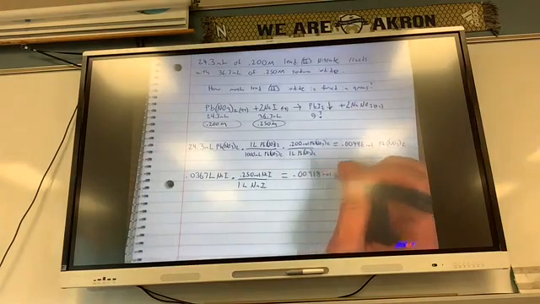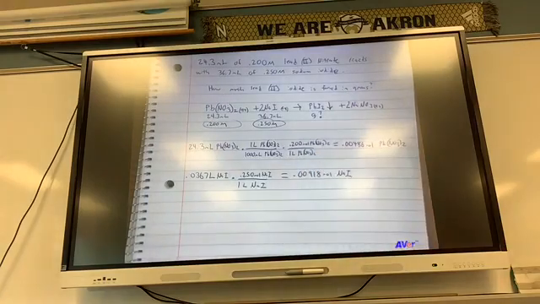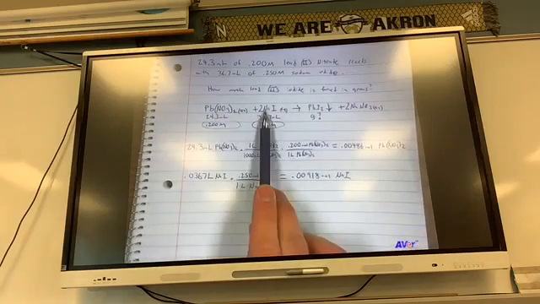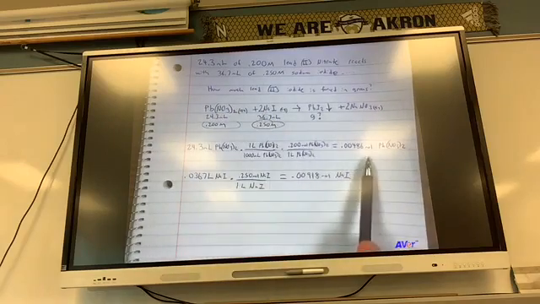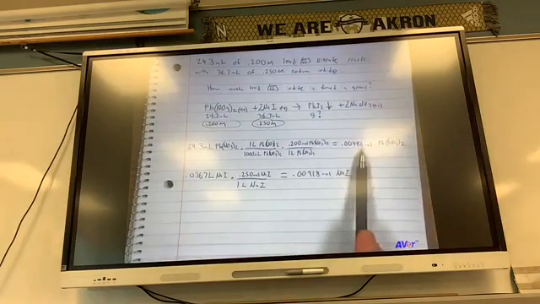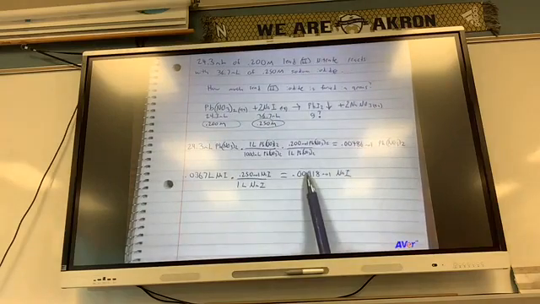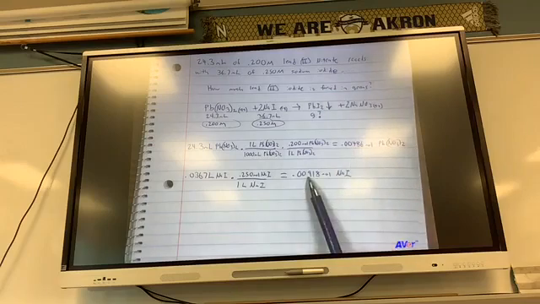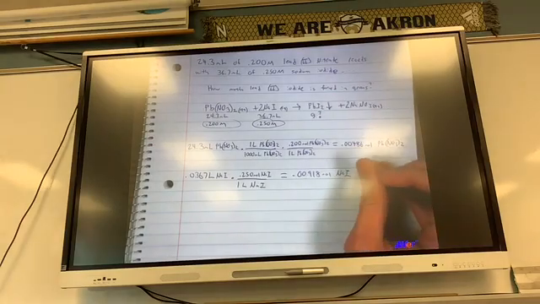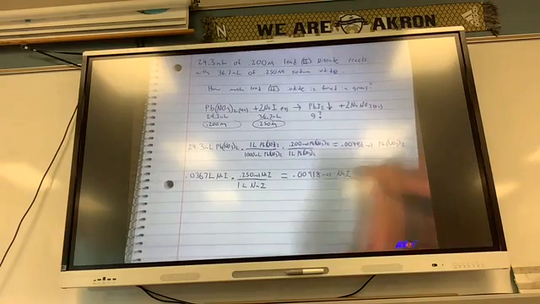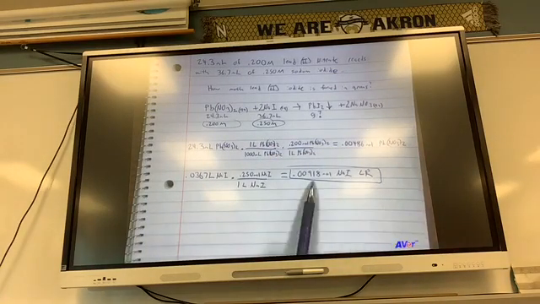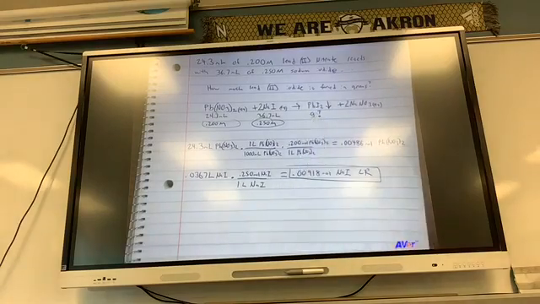0.00918 moles of NaI. For every 1 mole of this, how many moles of NaI do I need? 2. So I need double of this here. Do I have double of this here? No. So this is my LR, my limiting reactant. So now I'm going to run my moles to grams, and I'll be done.